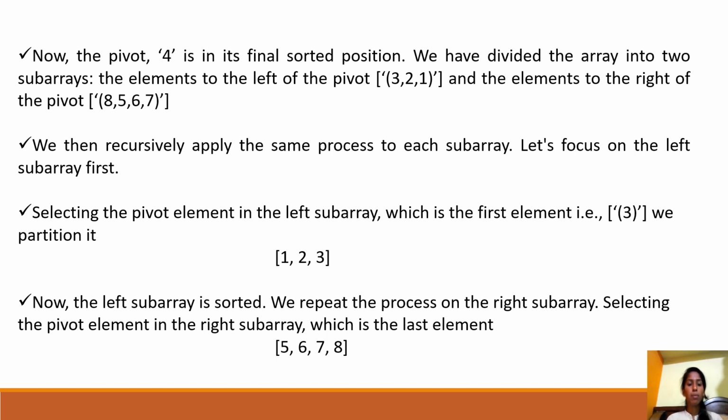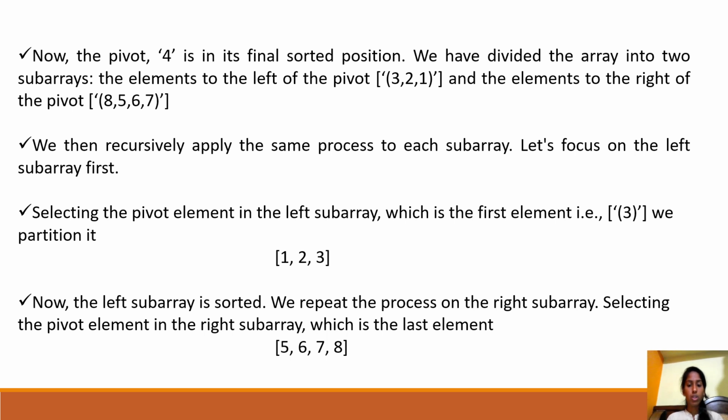We then recursively apply the same process to each subarray. Let's focus on the left subarray first. We select the pivot element, the arbitrary element, in the left subarray. The first element is 3. Now the left subarray is sorted.